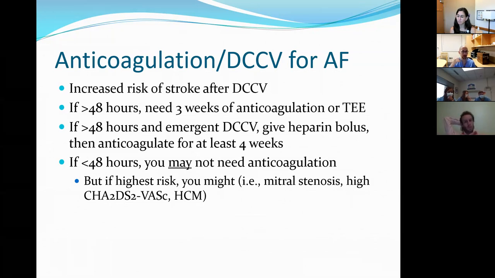The legal answer is you have done an action which has led to the cardioversion of a patient. If they have a stroke, you would be considered liable. So what I typically say is, look, if you're going to have someone on amiodarone and it's been over 48 hours, you should be looking at doing anticoagulation.